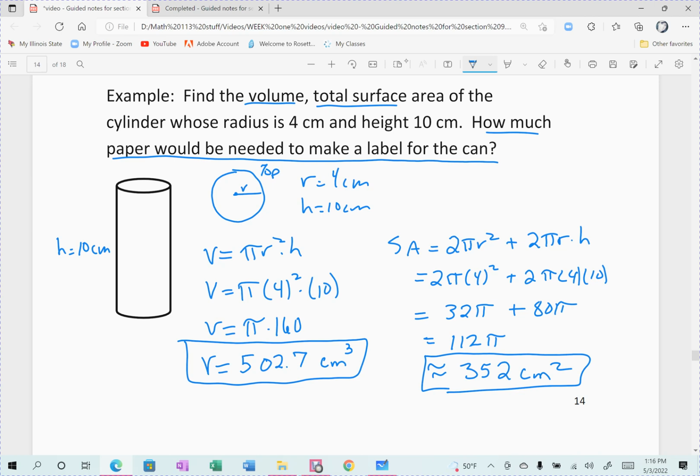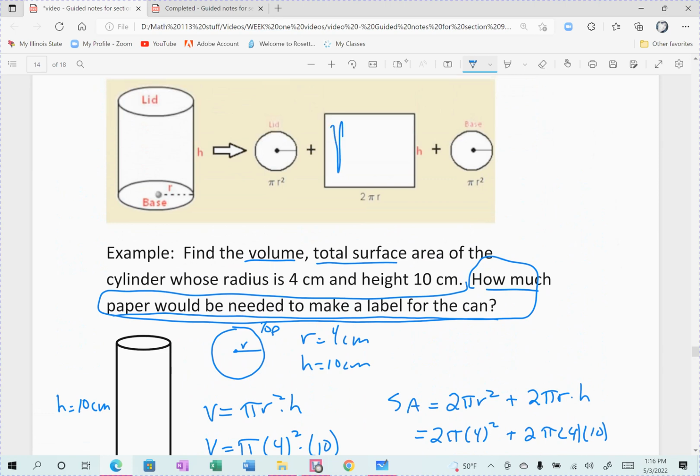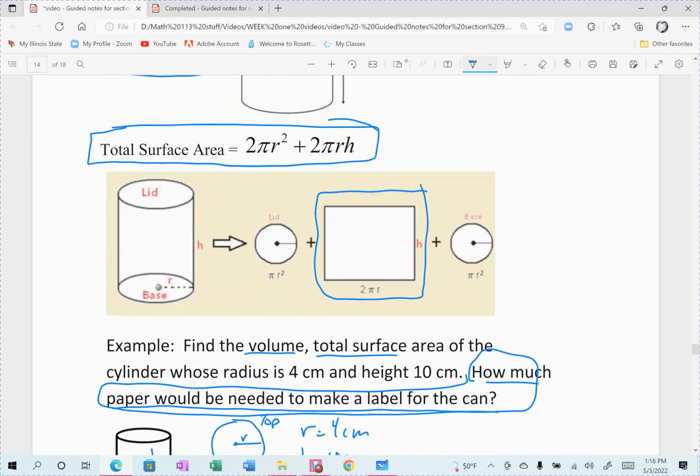All right, so there's the volume and the surface area. So that answers the first two questions. The last question is asking how much paper. And so basically what we want in this case is just this piece. We want to know how much paper we would need to wrap it around the cylinder. Well, it's that distance around, the area around, it's called the lateral area, not that you need to know that. But that's what it is. And so we want this piece. We want the surface area excluding the top and bottom.